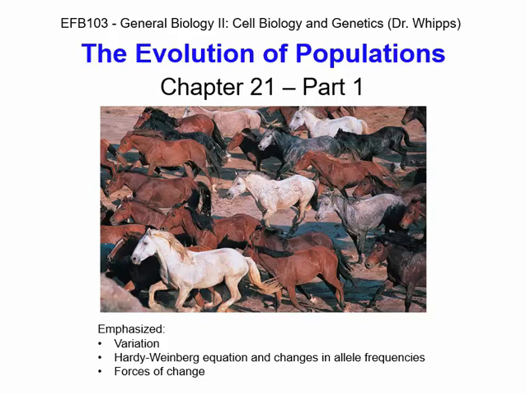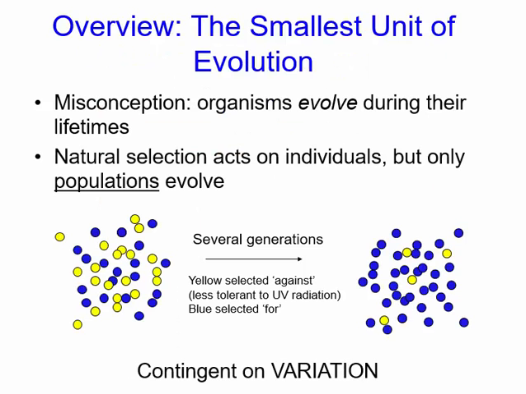So this chapter is going to emphasize genetic variation, phenotypic variation, and what's called the Hardy-Weinberg equation, which is really just a way of quantifying genetic variation. And if you can quantify it, then you can look for changes over time, for example. And then, what are those forces of change that would change genetic variation over time?